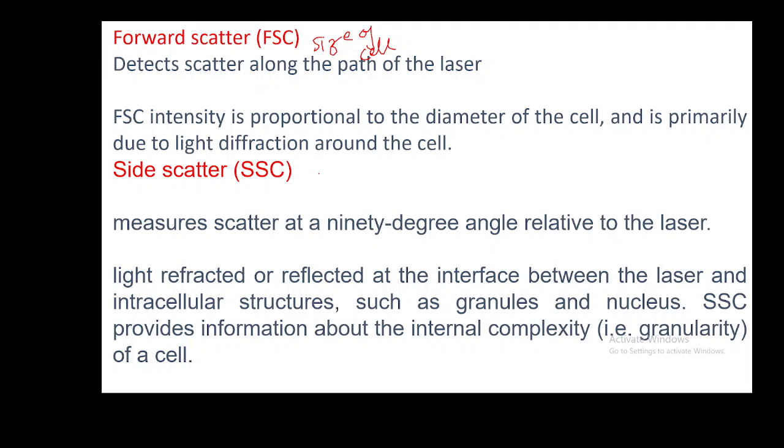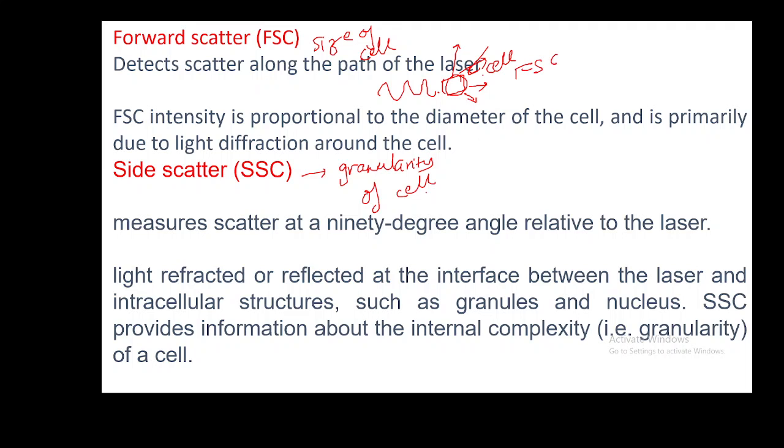and the side scatter basically tells you about the granularity of the cell. And why is it so? Because suppose the light is traveling like this, and suppose you pass one cell, this is your cell. This light is going to be diffracted in different directions on the basis of size. So this is known as the forward scattering.